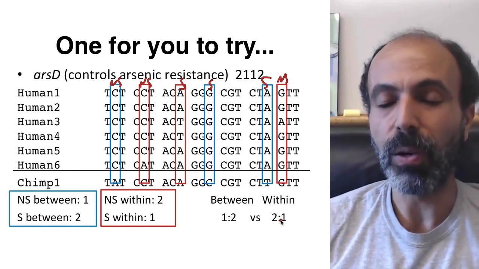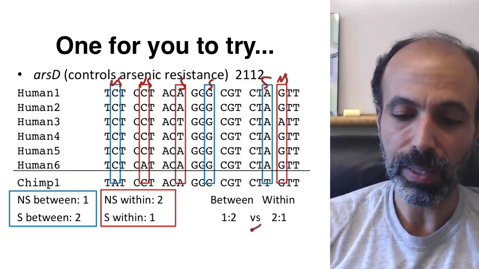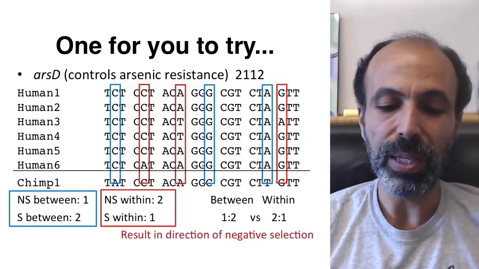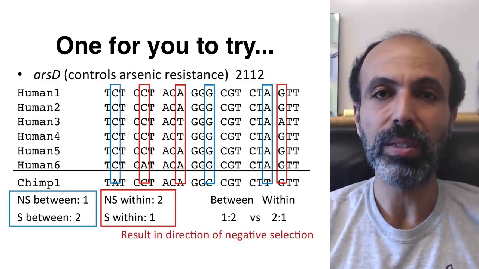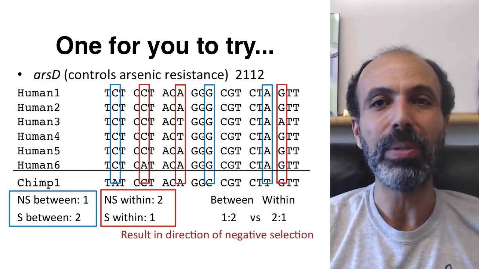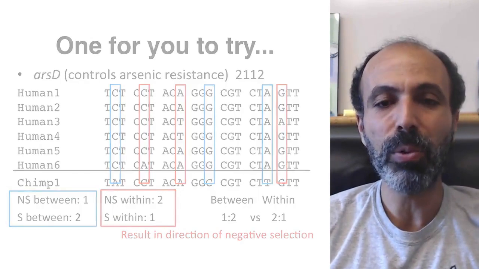So again, which one is bigger? In this case, we see it's bigger in the within species category. This is the result in the direction of negative selection, that there is potentially bad variation sticking around within species, not being eliminated. So let's recap real quickly.